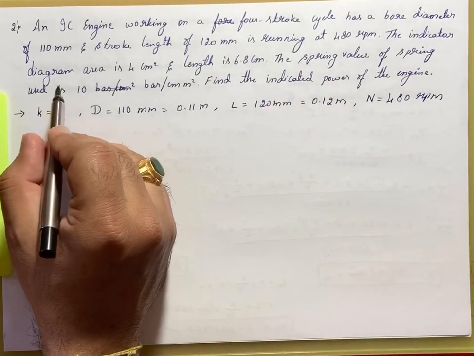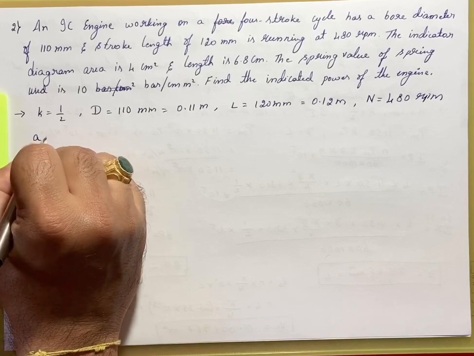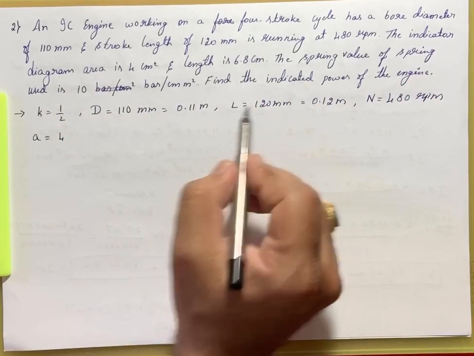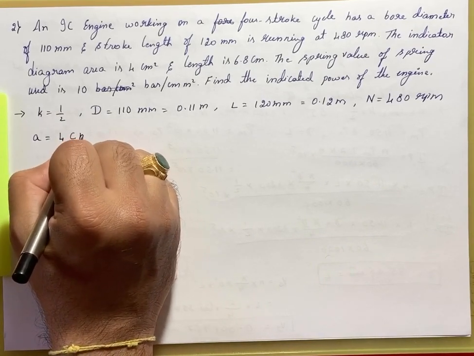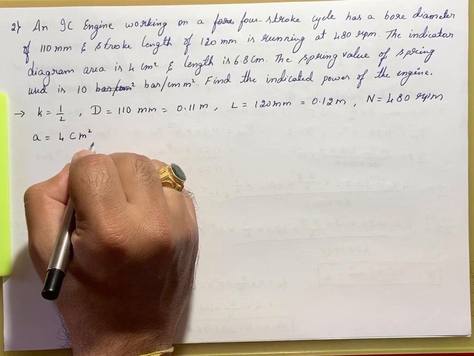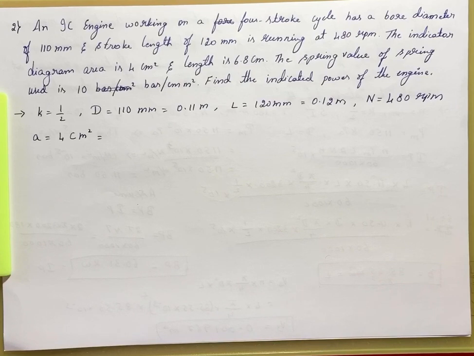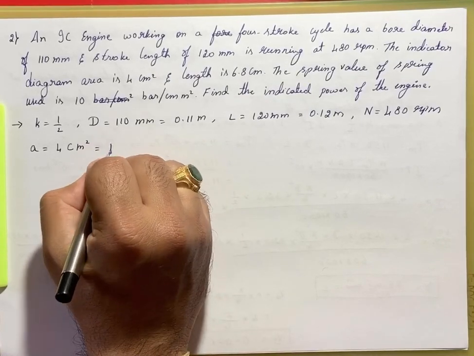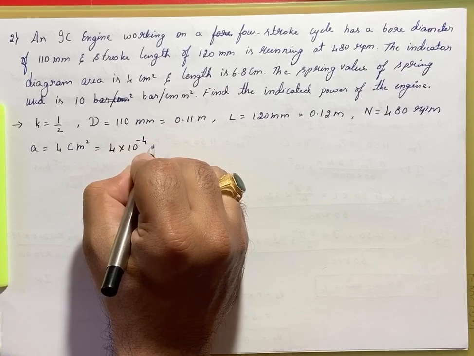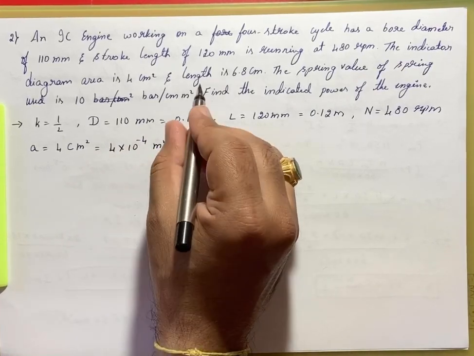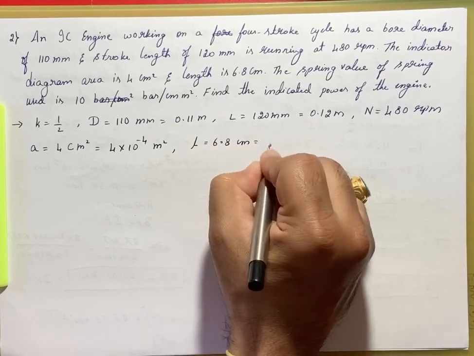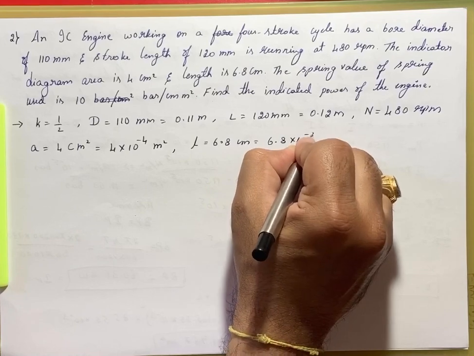Then what is given? The indicator diagram area is 4 centimeter square, that is small letter A. Here it is the indicator diagram area, not the area of the cylinder or area of the piston. So I am writing in terms of small letter A, that is centimeter square. When I convert centimeter to meter it is 10 raised to minus 2, centimeter square to meter square it is 10 raised to minus 4 there. Now it is 4 into 10 raised to minus 4 meter square, that is the area of indicator diagram, and length of the indicator diagram, that is small letter L, is 6.8 centimeter. Convert this also into meter. 6.8 into 10 raised to minus 3 meter.